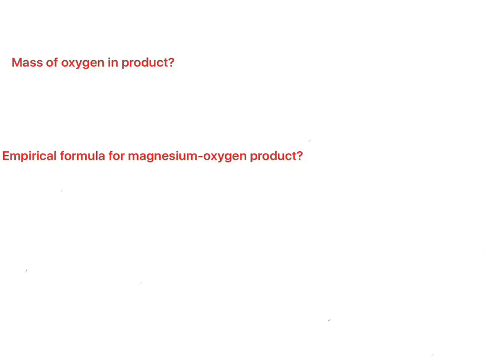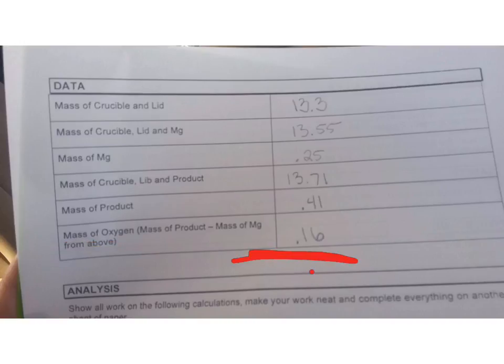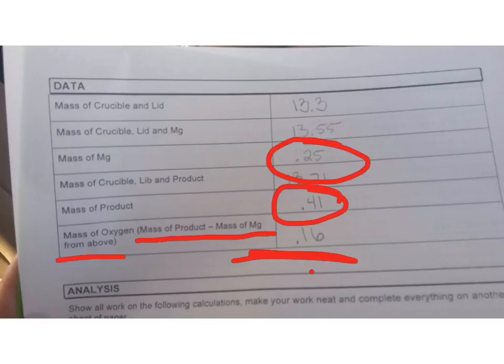Alright, so the first question asks the mass of the oxygen in the product. You already figured that one out. Let me just erase all this. The one that you're finding is right here, 0.16, and you took the mass of the product minus the mass of Mg. Here's the mass of the product. Here's mass of Mg. You subtract that with 0.25, and you get 0.16.